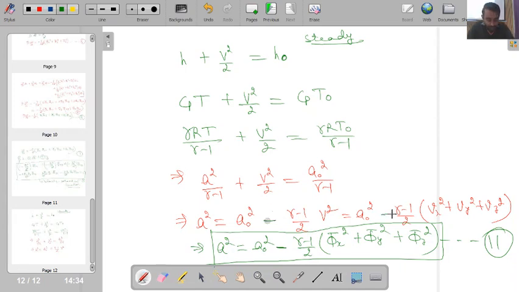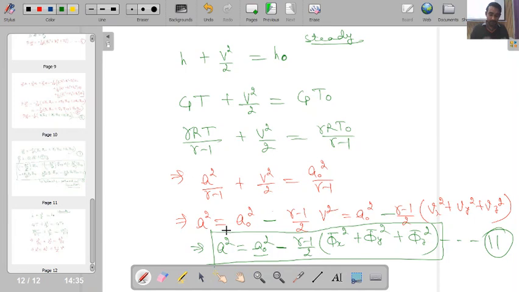Now if you see equation number 10 and equation number 11 jointly, ultimately you can replace a square in equation number 10 with this equation, where a naught is a constant, because h naught is constant for a flow situation, so a naught will remain fixed. So the only variable we will have is the velocity potential function, and the entire speed of sound we have written in terms of the velocity potential function.